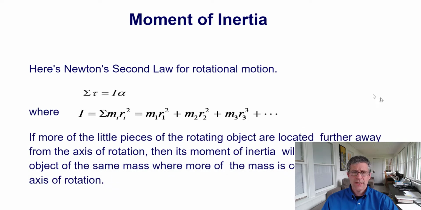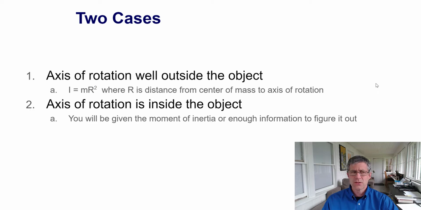We're going to have a couple of ways of calculating this, so let me get into two cases. One case is where the axis of rotation is outside our object, so I can count the number of objects. The second case is where the axis of rotation is inside the object, in which case I'll have to either look it up or figure it out or do something to sort it through.